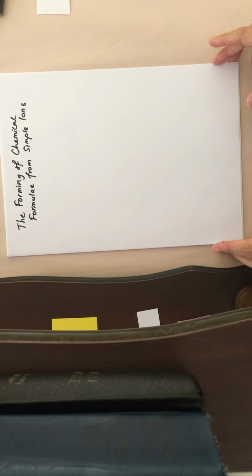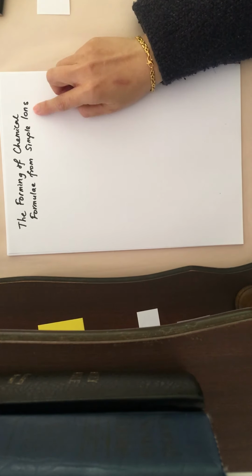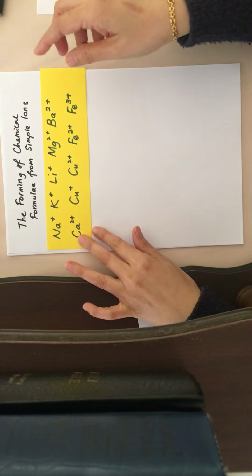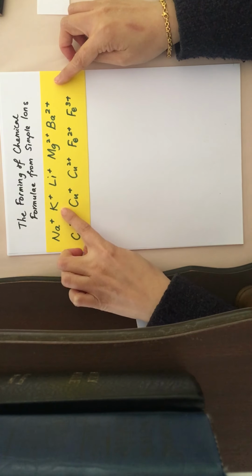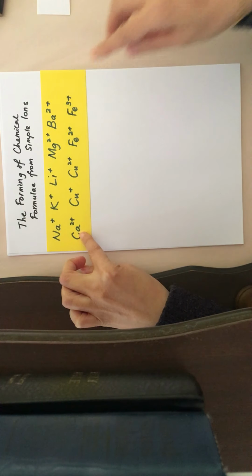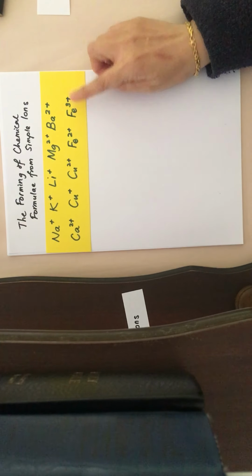Hi, in this video I'm going to show you how to write down simple chemical formulas for simple ions. First of all, we need to understand what is meant by simple ions. So I'm going to show you some examples of simple positive ions. They are sodium, potassium, lithium, magnesium, barium, calcium, copper 1, copper 2, iron 2, and iron 3.